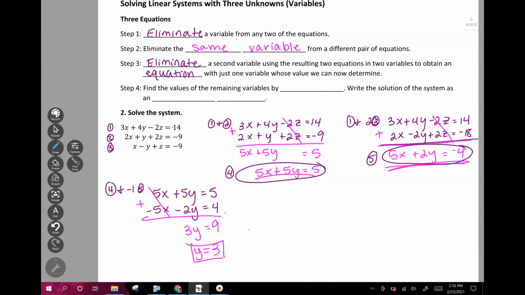y equals 3. Now that's not your final answer. We've got to move on to step 4. Find the values of the remaining variables by substitution.